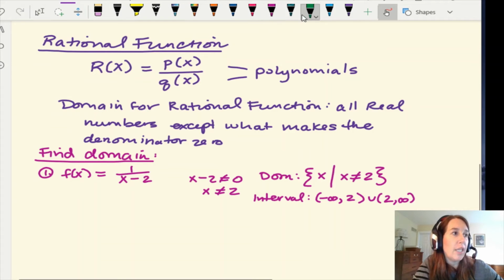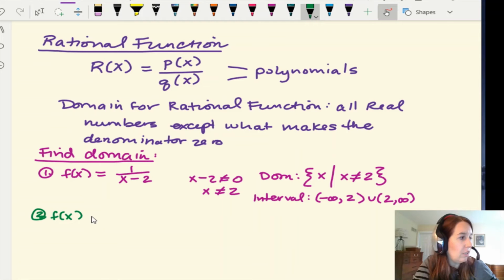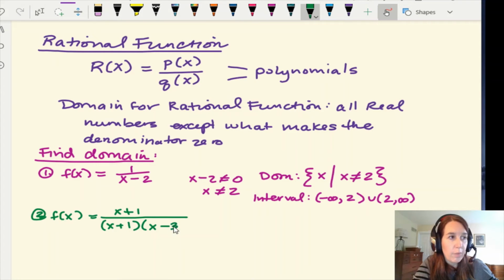All right, let's do another example. We have f of x is equal to x plus 1 divided by x plus 1 times x minus 3. Okay, so notice that this is already in factored form, so it's going to be pretty easy to find what makes the denominator 0, right? Set the denominator equal to 0.